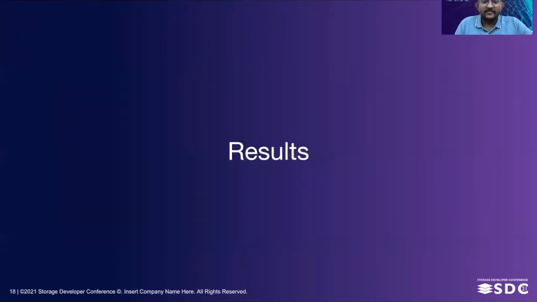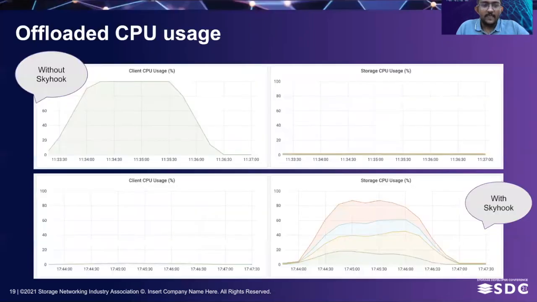Let's look at the results that we get from the experiments that we did with Skyhook. First, we measured the CPU usage over an entire experiment duration with and without Skyhook. Without Skyhook, when we just did client-side processing of Parquet data, we found out that the client CPUs were totally used and the performance was bottlenecked by the CPU, while the storage CPUs were almost unutilized as there is no processing going on and there is only read and write IO on the storage layer.